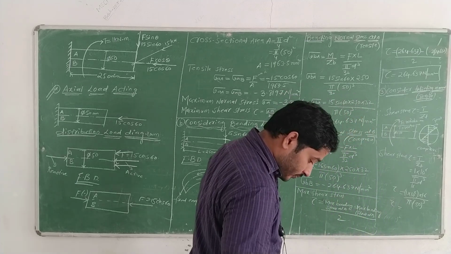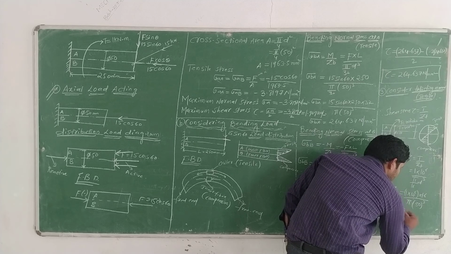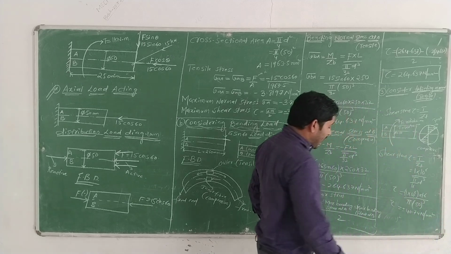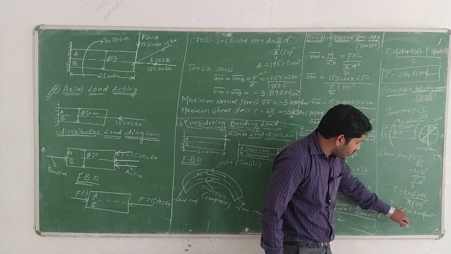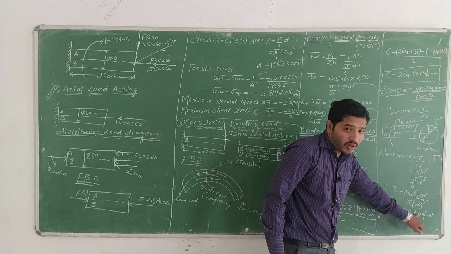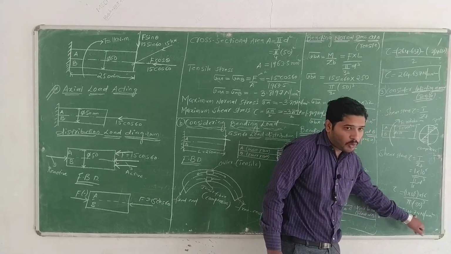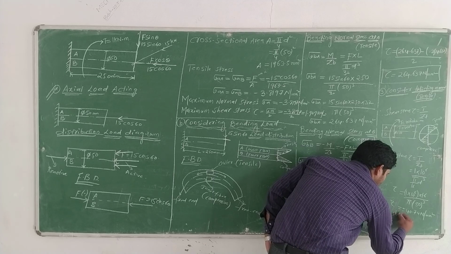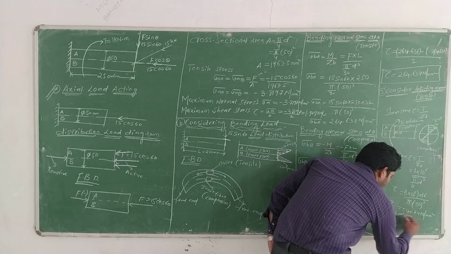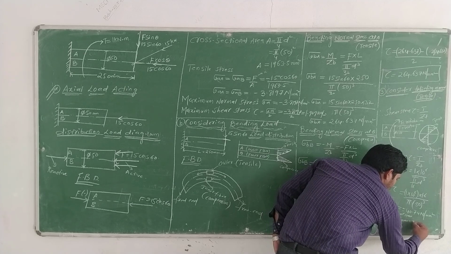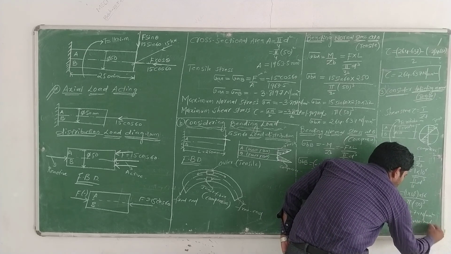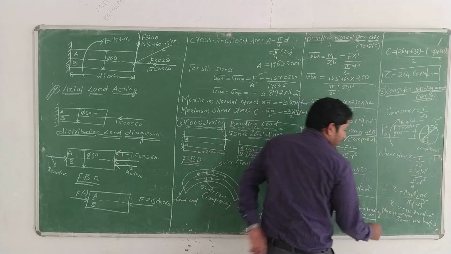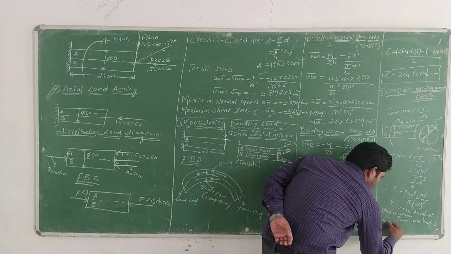So I am getting the value plus or minus 40.74 Newton per mm square. Again we can represent here the maximum shear stress is plus 40.74 and the minimum shear stress is minus 40.74. So the maximum shear stress we can represent as tau max equal to plus 40.74 Newton per mm square, and the minimum shear stress is minus 40.74.